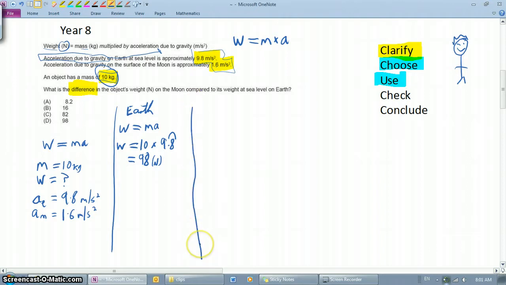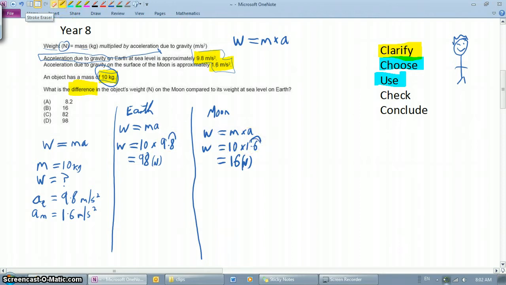Now we're going to repeat the process for the acceleration on the Moon. So Moon: weight equals mass times acceleration. W equals, the mass doesn't change, 10 times 1.6. Move the decimal place once to the right because I'm multiplying by a factor of 10, would be 16 newtons. Okay, check. Can I check my work? I can check it on a calculator. I can do the multiplications again, but I am 100% confident that when I multiply by 10, I move the decimal place once to the right.